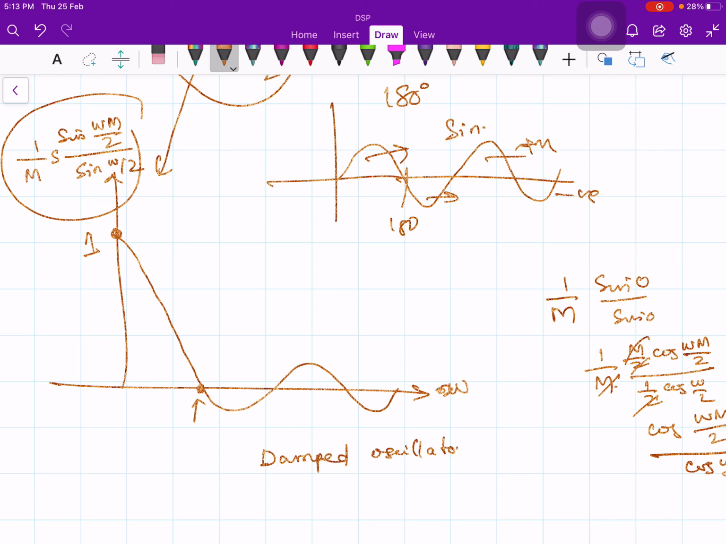It executes damped oscillations. Say, let's say this amplitude is bigger than the magnitude of this amplitude, and the magnitude of this amplitude is bigger than the magnitude of this amplitude. Of course, I did not draw the diagram as per the scale, but the amplitude of the oscillations is going down. That is the meaning of damped oscillation.